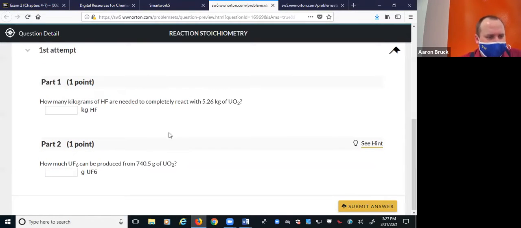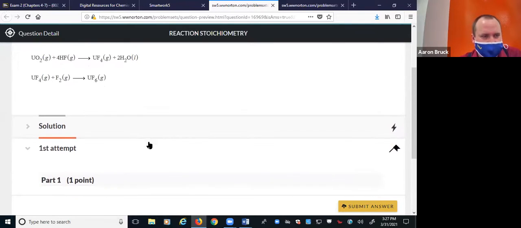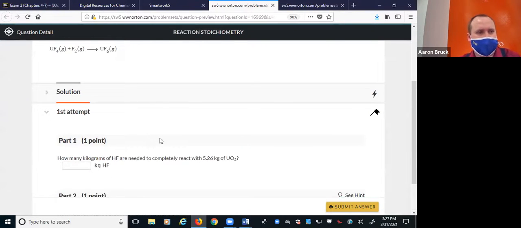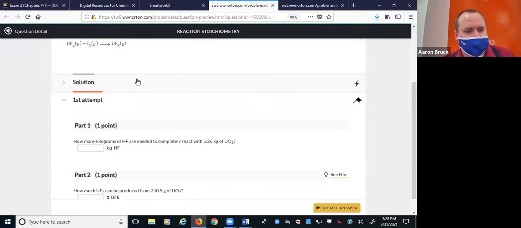The question is, how many kilograms of HF are needed to completely react with 5.26 kilograms of UO2? Basically, it's the same, but they're giving you an equation and you have to balance this out. In the case of part one here, it's just straight-up stoichiometry. We've got UO2, we're trying to figure out how much HF. The equation is balanced, so all we need to do is that.